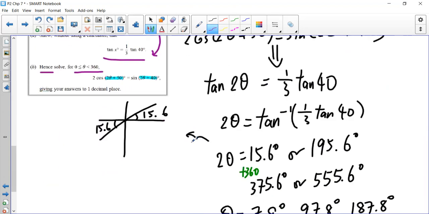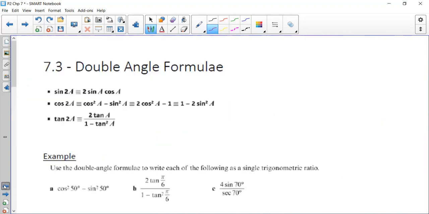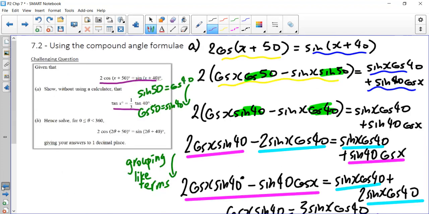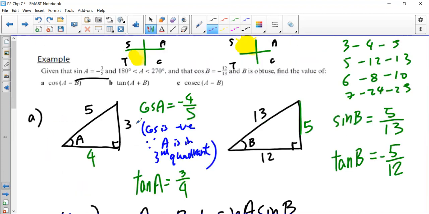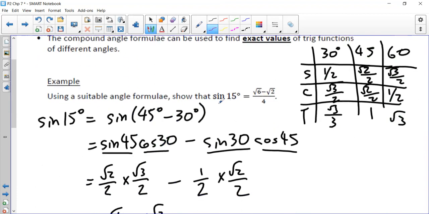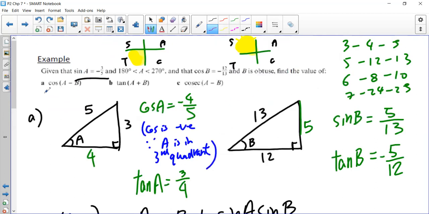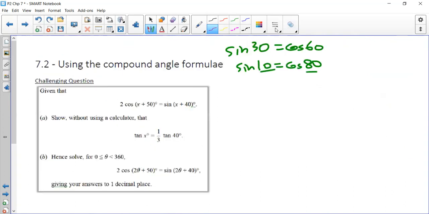Right? The whole question is quite challenging, especially the first part about proof. So yeah, that's the end of 7.2 about how we use double angle formulae. With the compound angle formula, we can find special angles, find some exact values of different angles that we haven't learned before, like 15 degree, using a combination of these. And then we've also learned how to find the value of cos(A - B) without working out the exact value of A and B. Right? And yeah, that's it.